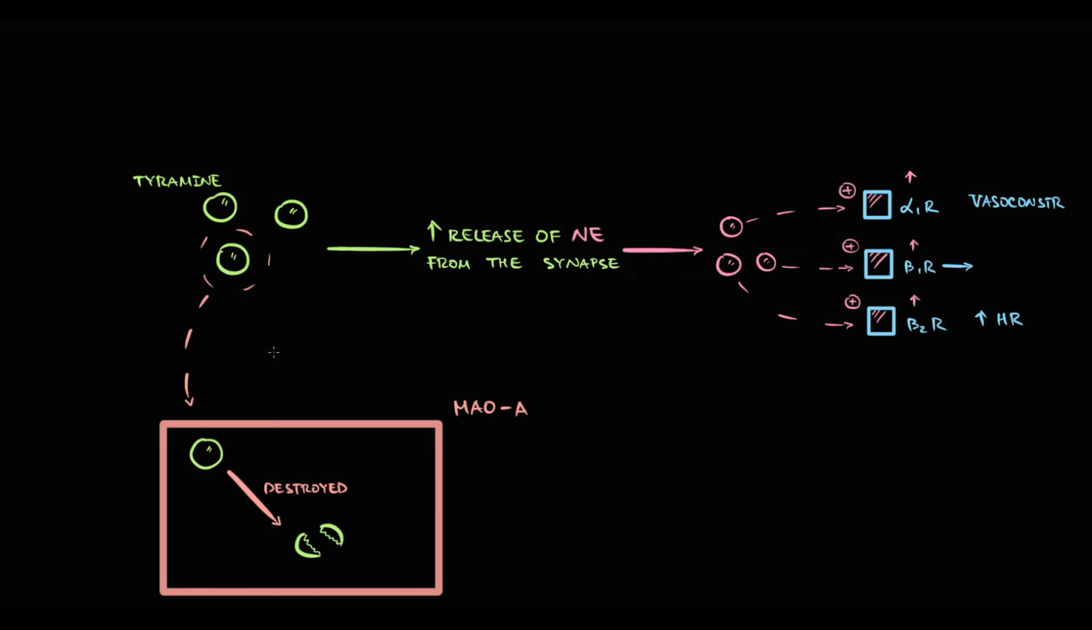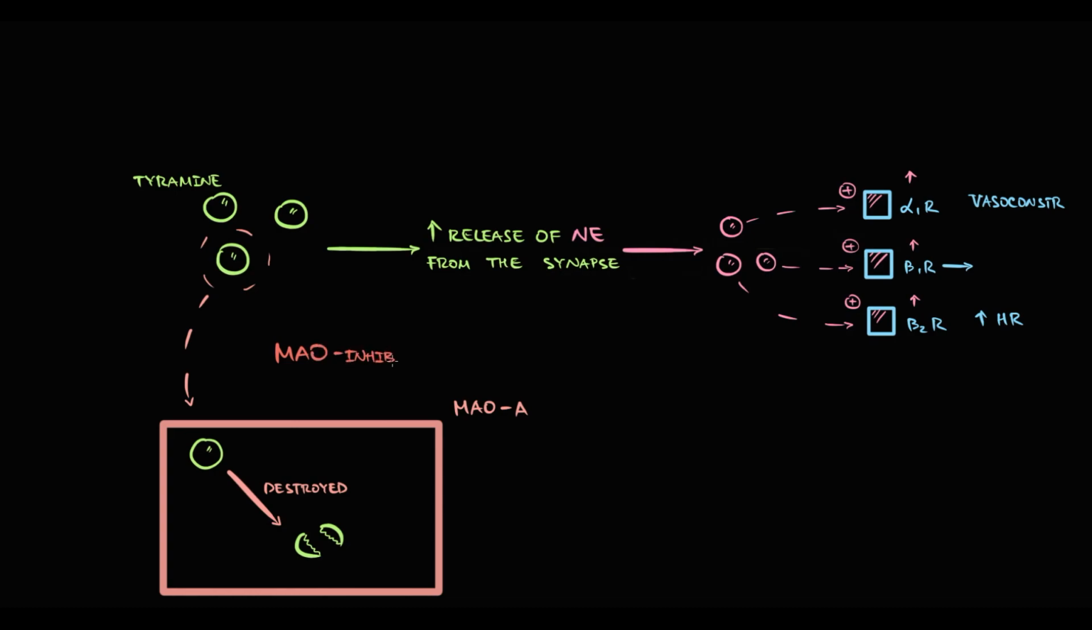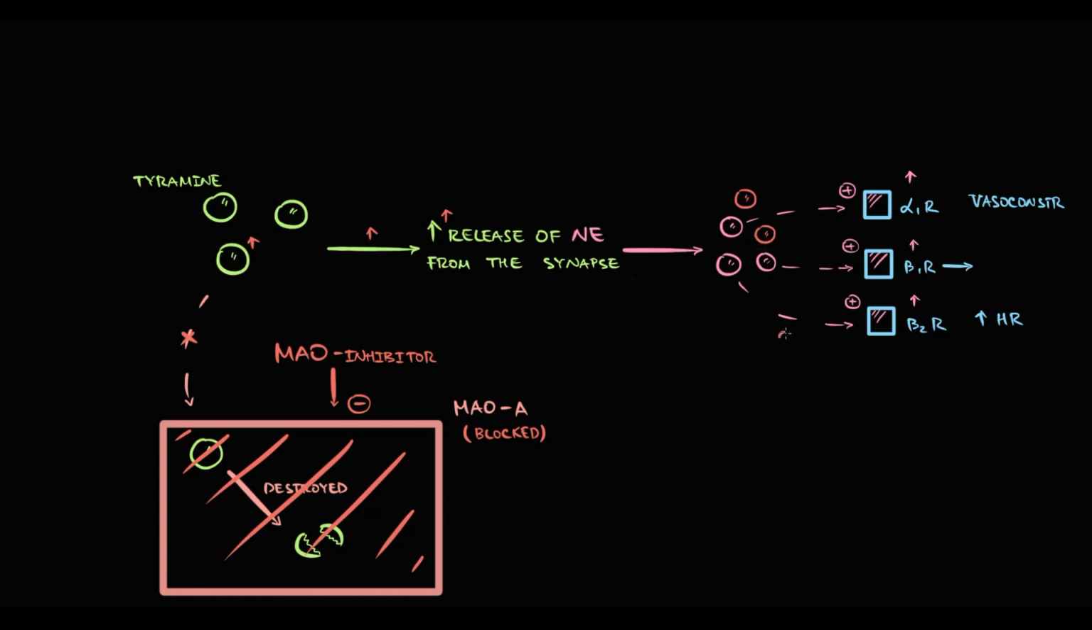But if we prescribe non-selective MAO inhibitors, now the function of MAO becomes compromised. And if monoamine oxidase is not working, now the degradation of tyramine becomes impossible. As a result, the level of tyramine increases. The higher the tyramine level, the higher the release of norepinephrine from the presynaptic neuron, and the higher the amount of norepinephrine molecules in the synapse, the stronger is the stimulation of adrenergic receptors, and thereby the stronger is the vasoconstriction and the higher becomes the heart rate.